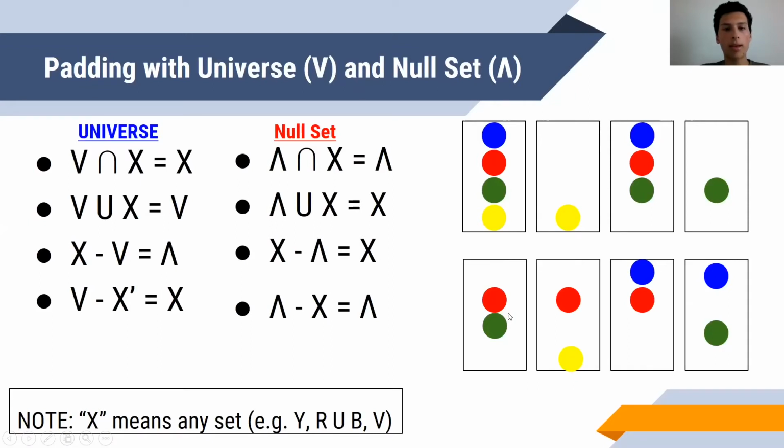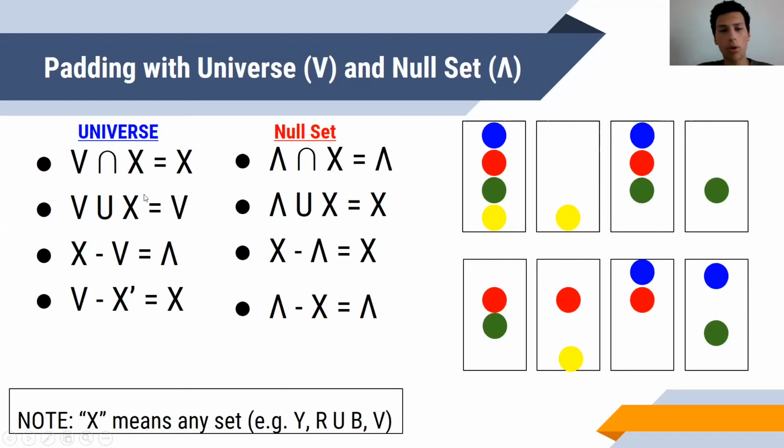The next type of padding is with universe and null set. And this is where a lot of the padding strategies come into play. The first one here is universe and X. Which cards have both universe and X? Well, that's just the cards with X, since the universe is all 8 of these cards. Down here, we can see universe or X is universe. What are the cards that have either universe or X? Well, since universe is all of the cards, then this is equal to all of the cards, which is universe.